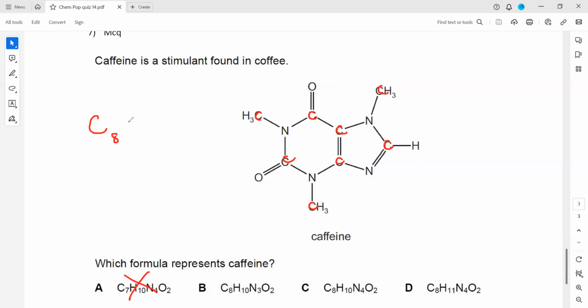Then hydrogen are there. How many hydrogen? 1, 2, 3. Like, because it's written 3 here. This is written 3. So 3, 6, 9, 10. So 10 hydrogen should be there. So which is having 10 hydrogen? So this does not have 10 hydrogen, so it cannot be D.